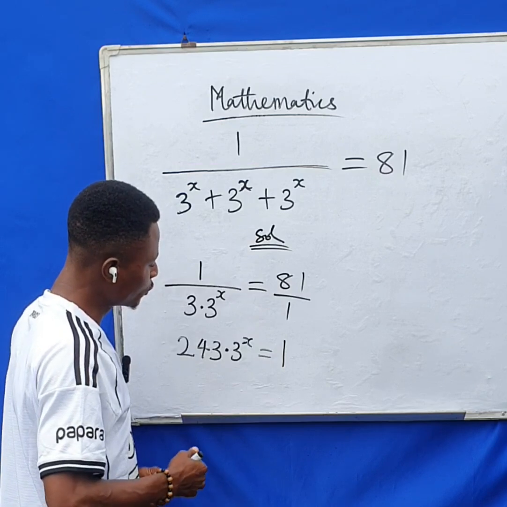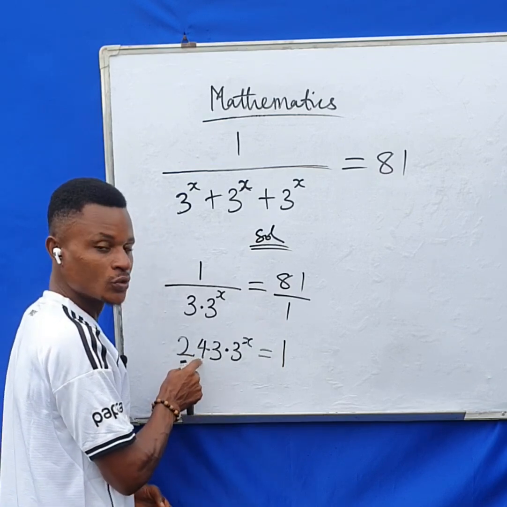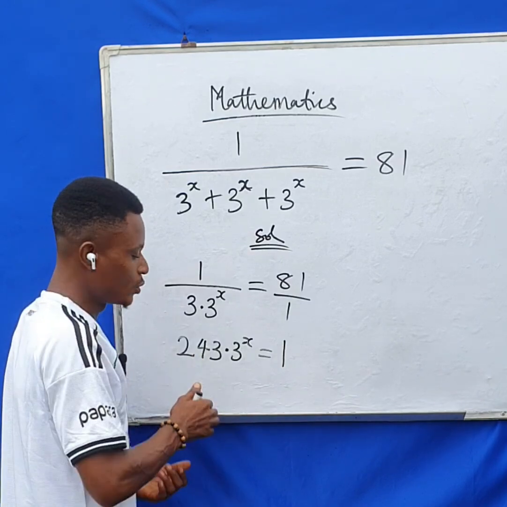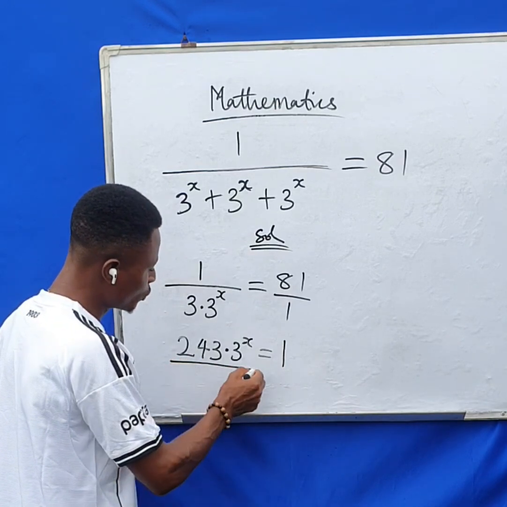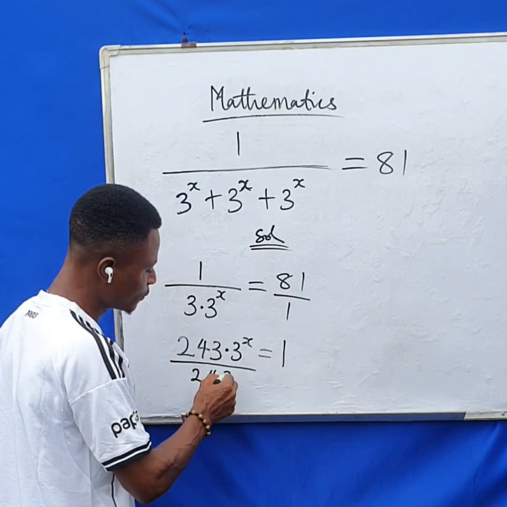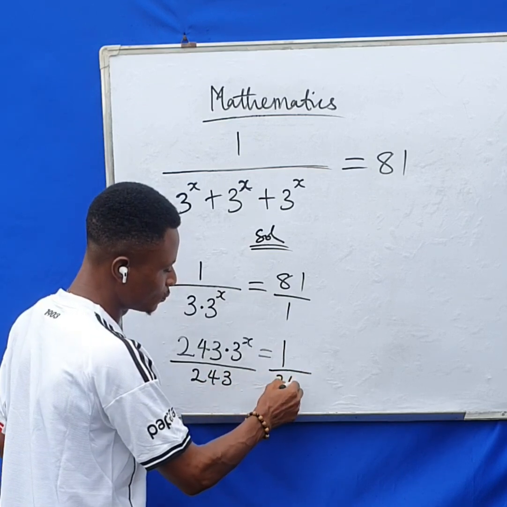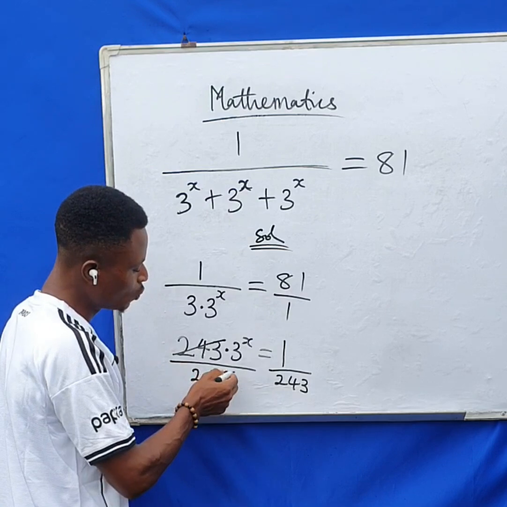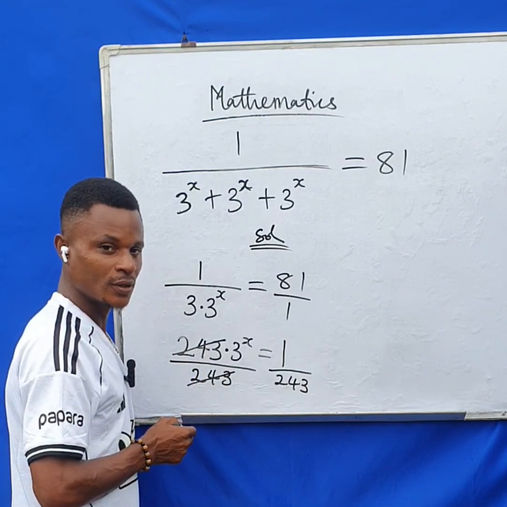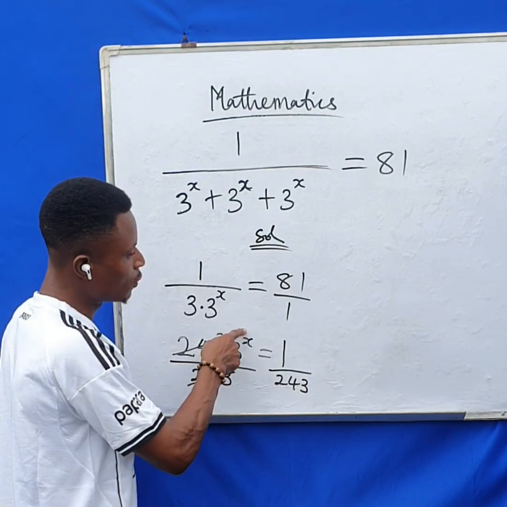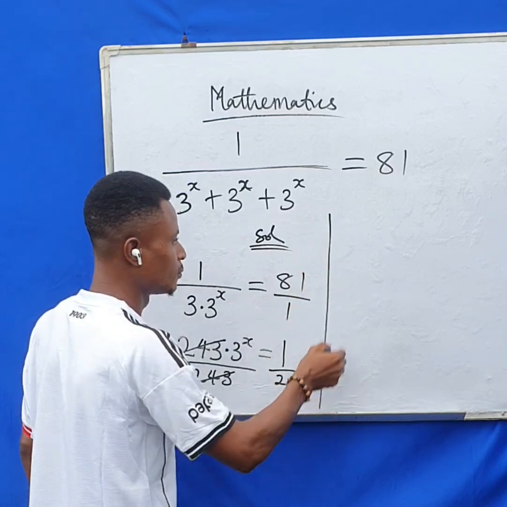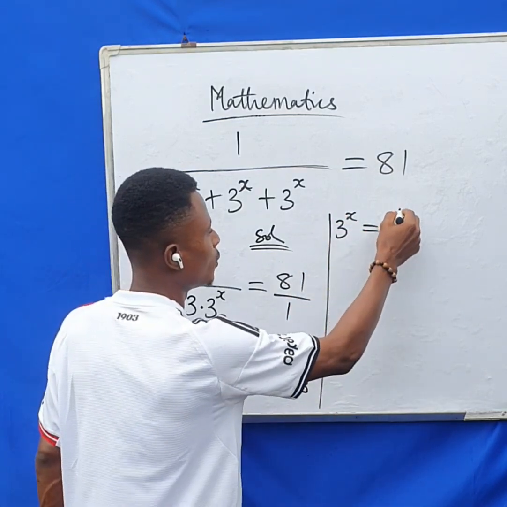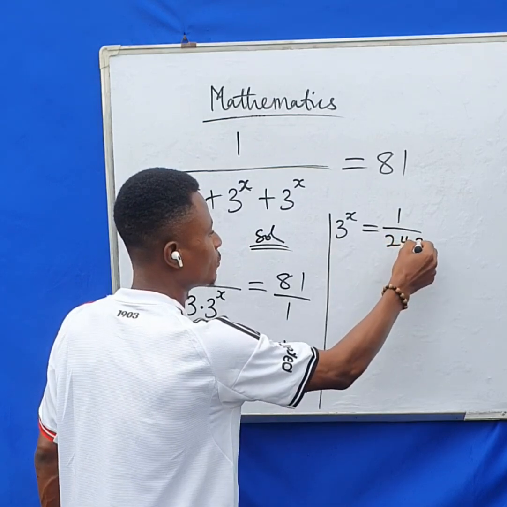Now the next thing to do is to get rid of this 243 by dividing both sides by this 243. So we're going to divide both sides by 243. This 243 will cancel this 243. And we are left with 3 raised to the power of x equal to 1 over 243.